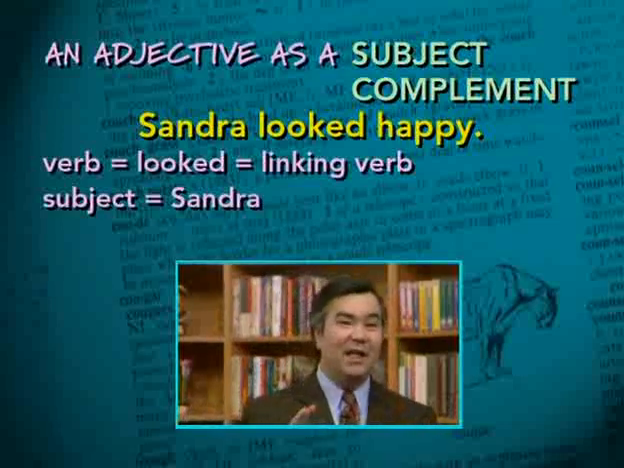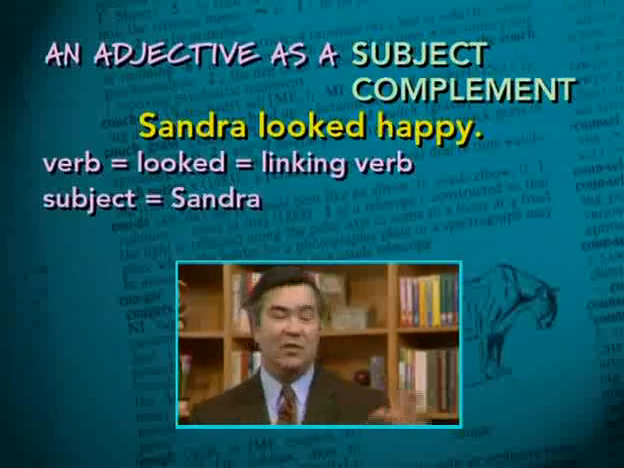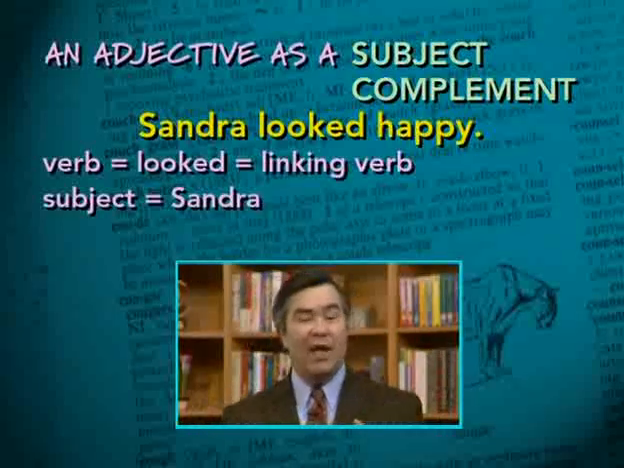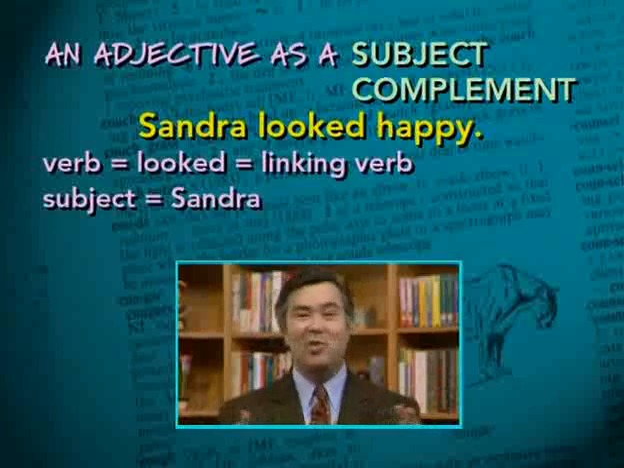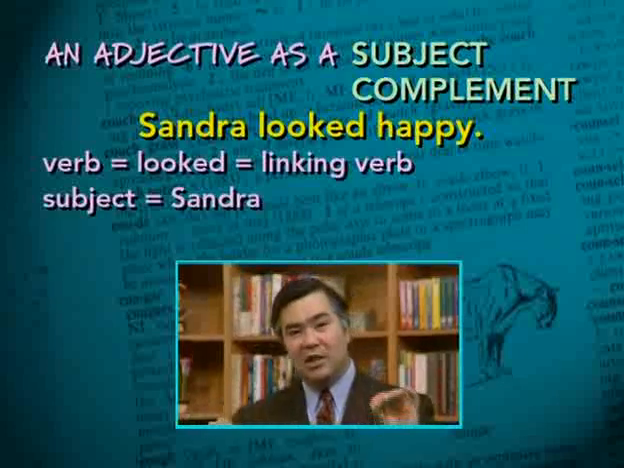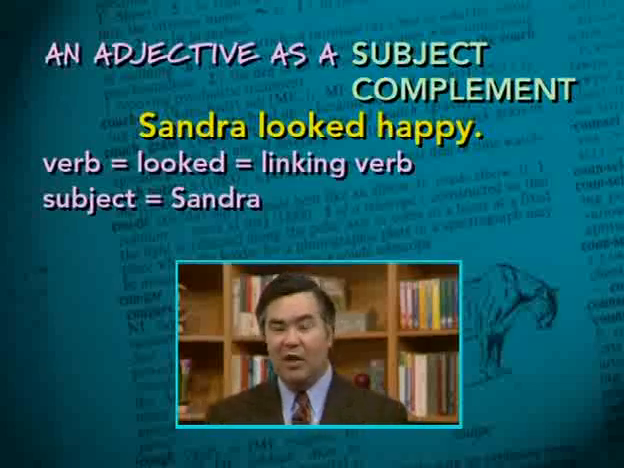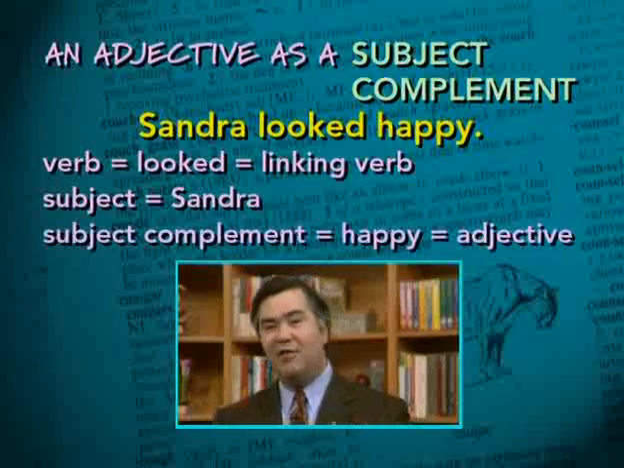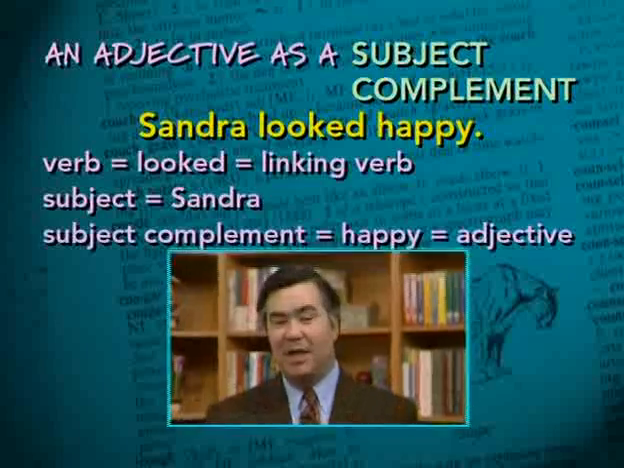We're being told that Sandra was happy. So Sandra and happy are being equated to one another. We're being told those two things are one and the same, Sandra and happy. So looked is acting here as a linking verb, and what follows is an adjective being used as the subject complement. So once again, a subject complement follows a linking verb, and it can be either a noun or a pronoun or an adjective.